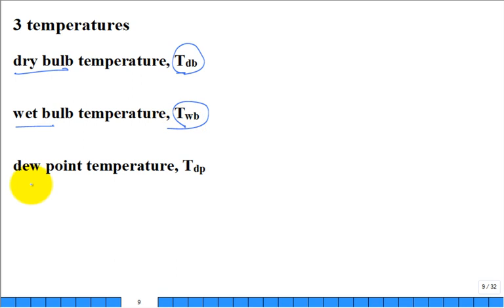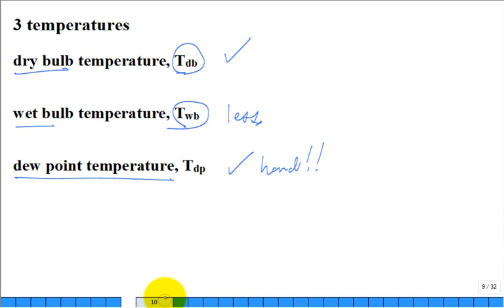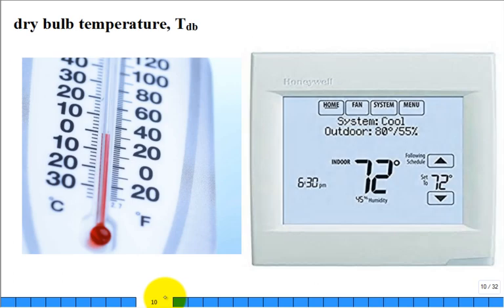Okay. And then the dew point. Everybody has experience. You have less experience with the wet bulb. You have a lot of experience with a dry bulb. You have a lot of physical experience with the dew point temperature. Although, sometimes this one's the hard one to work with, to actually make calculations with. Okay? All right. So, dry bulb, it's the obvious temperature.